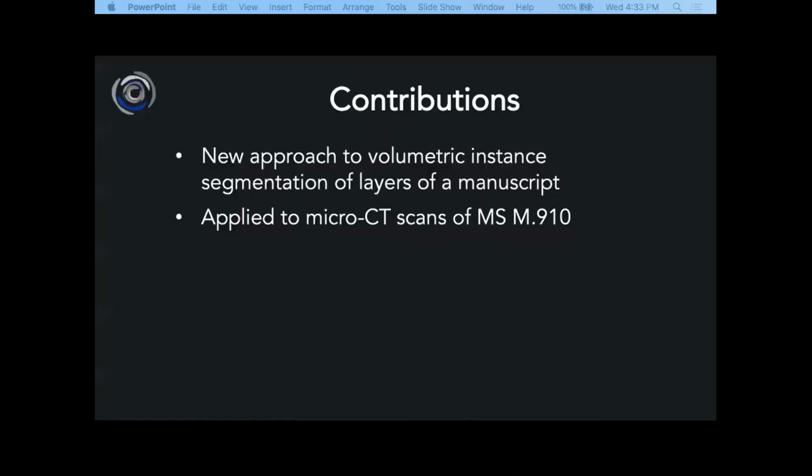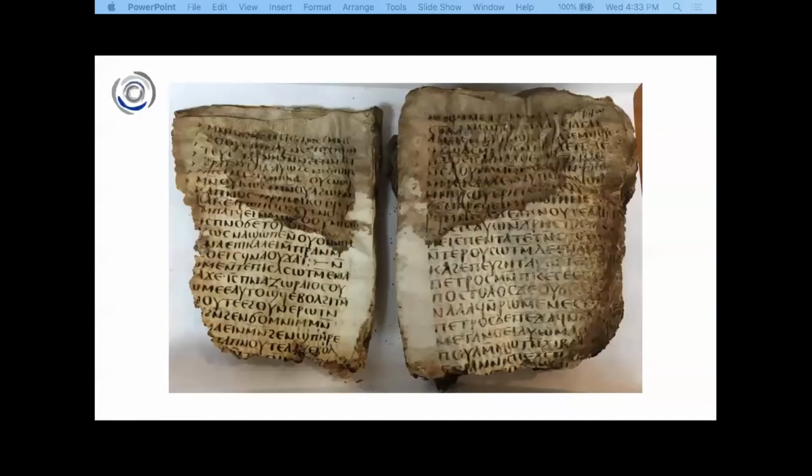Today I'm going to present a new approach to segmentation, and then I'm going to show some results that we've obtained by applying that new approach to a real manuscript. First, before going into any technical details, I'm going to introduce the manuscript. This is MSM 910. This is a book that was acquired by the Morgan Library, which is located in New York City, and they acquired it in 1962.